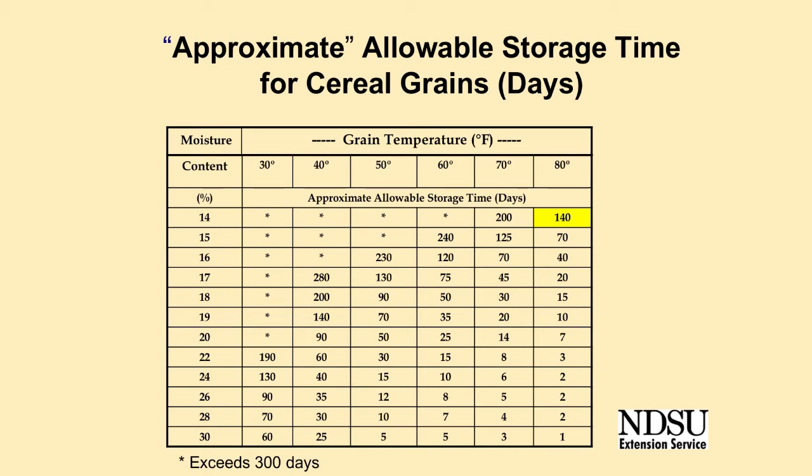Allowable storage time is cumulative. If 1/2 of the allowable storage time is used at a temperature and moisture, there is only 1/2 of the time shown on the chart for the new temperature. For example, if 17% moisture content barley is held at 70 degrees for 30 days, then it is cooled to 50 degrees. The allowable storage time at 50 degrees is 43 days rather than the 130 days shown on the table. The allowable storage time for 80 degrees and 14% moisture is 140 days, which is 20 weeks. The germination may be affected in a shorter time.